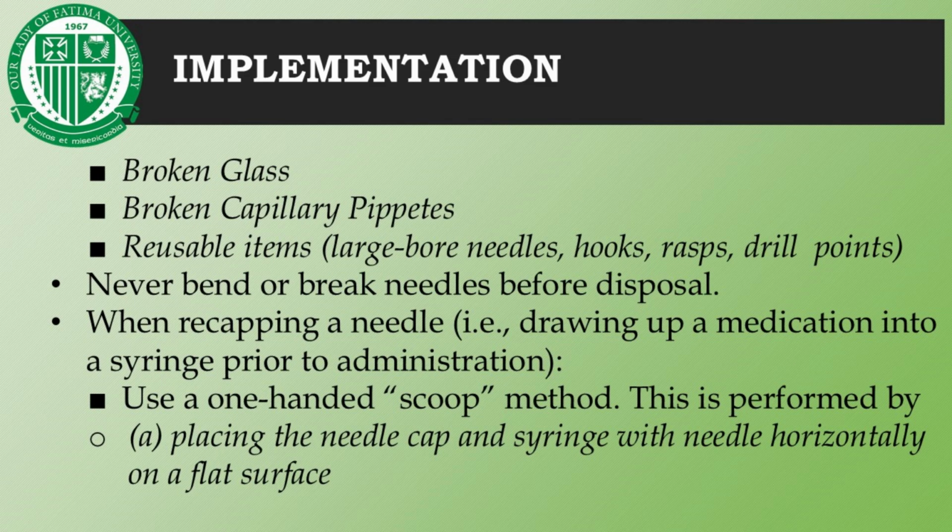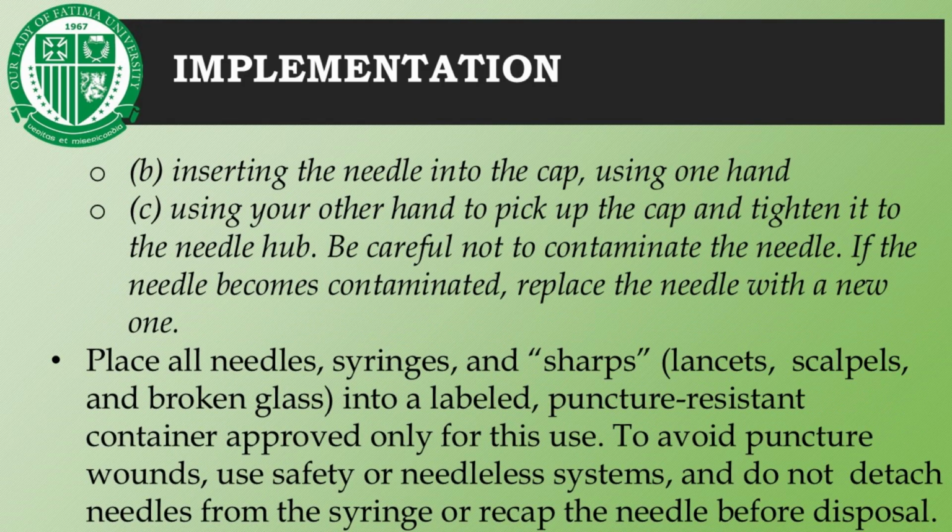When recapping a needle, for example, drawing up a medication into a syringe before administration, use a one-handed scoop method. This is performed by placing the needle cap and syringe with the needle horizontally on a flat surface. Then, insert the needle into the cap using one hand. Pick up the cap and tighten it to the needle hub using your other hand. Be careful not to contaminate the needle. If the needle becomes contaminated, replace the needle with a new one.